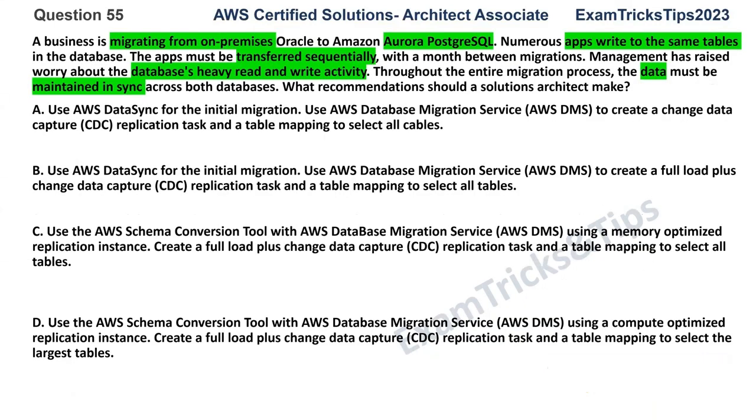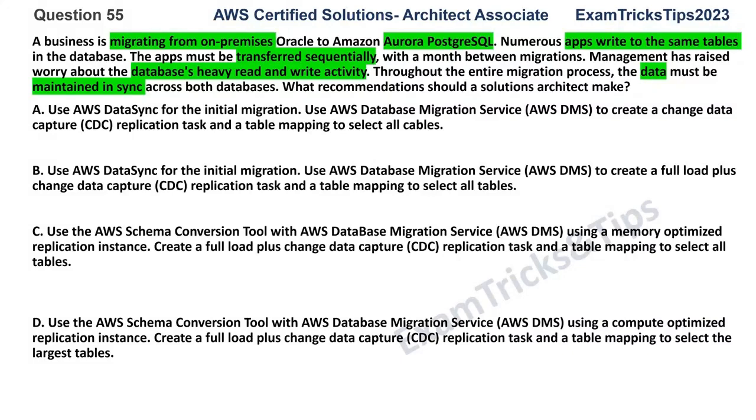What keywords do we have here? We have an on-prem migration scenario from Oracle to Aurora PostgreSQL. There is a need for transferring apps which are writing to the same tables. Apps should be transferred sequentially, and management is worried about the database's heavy read-write activity. The data must be maintained in sync across both databases.